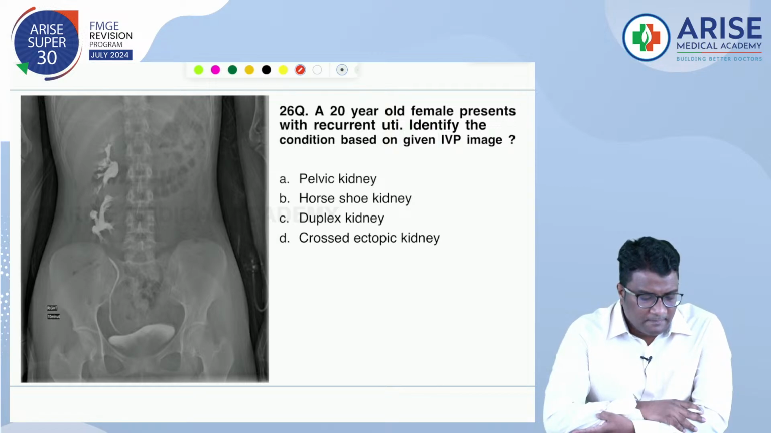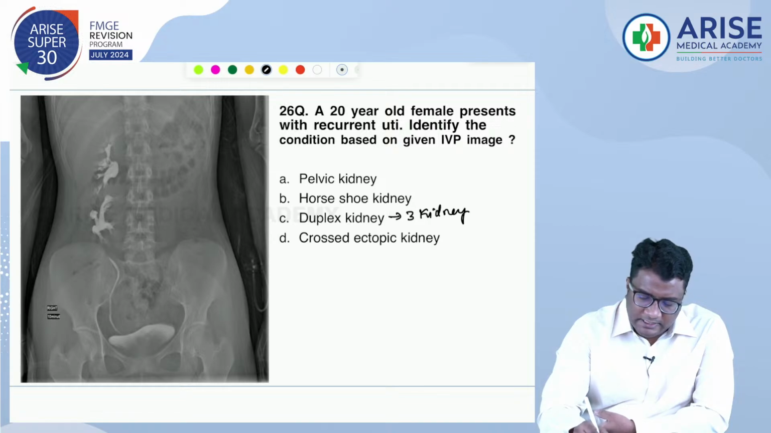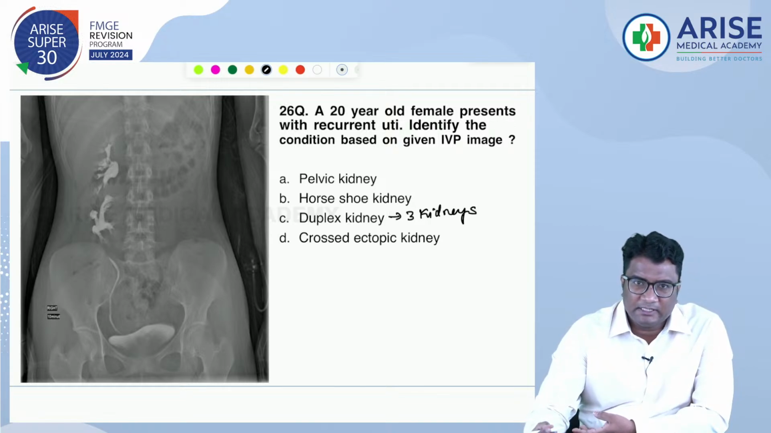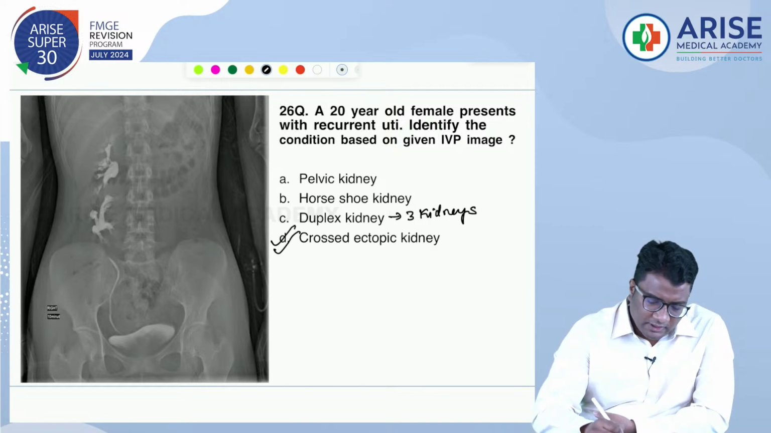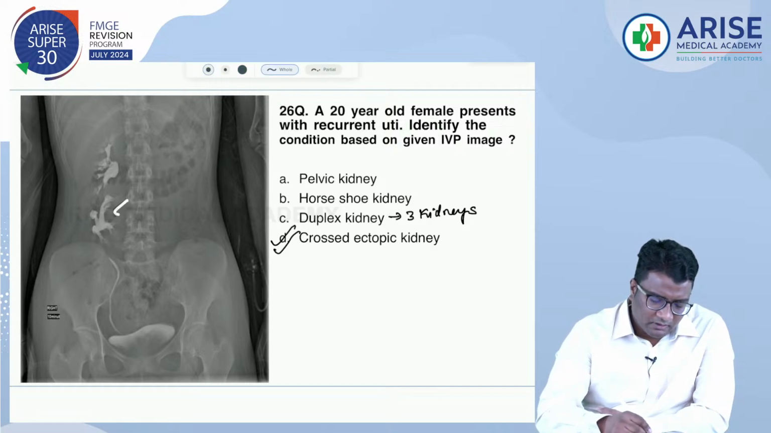What is this? Now please remember, in duplex kidney we have three kidneys. There is a normal kidney on the normal side, and there is duplication on the other side. This is crossed fused ectopic. The kidney has crossed the midline and fused with the other kidney. So this is classic crossed fused ectopic, not a duplex kidney.